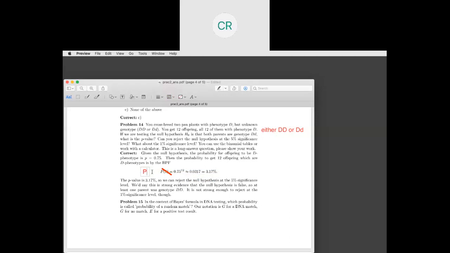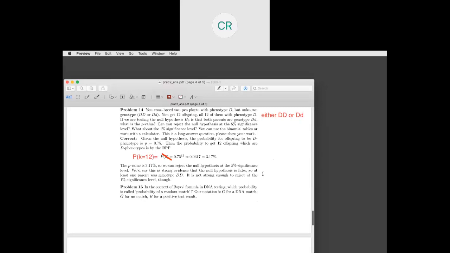There should be P of K equal to 12. That's what the binomial probability tells me, and there's 3% chance of that happening, so it's very unlikely, and therefore we would say we don't believe that null hypothesis. We do not believe that both parents are the mixed genotype up here. So at least one of them would be the capital D to produce this many phenotype capital D offspring. Strong evidence.